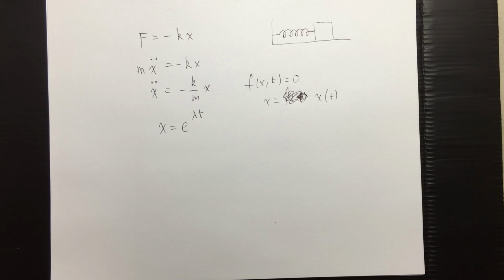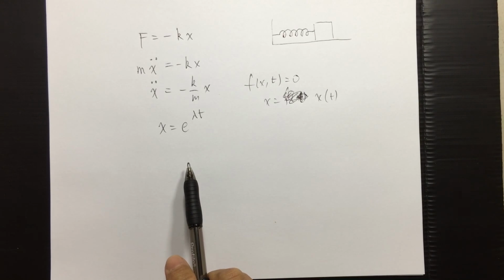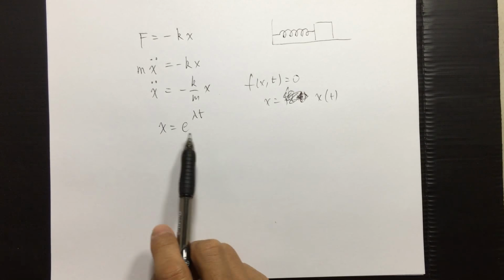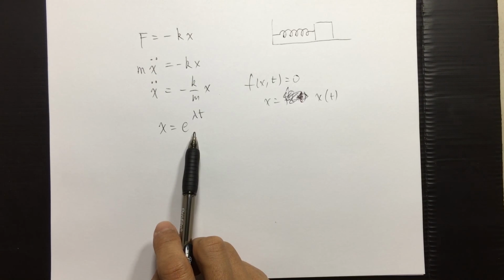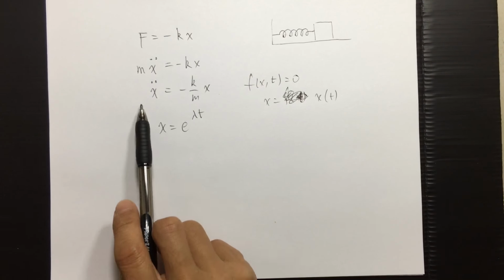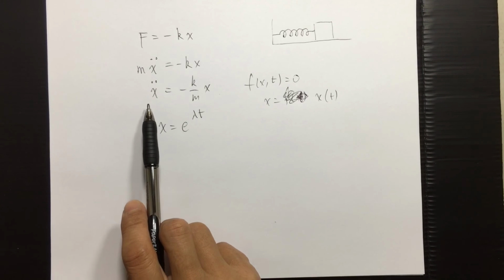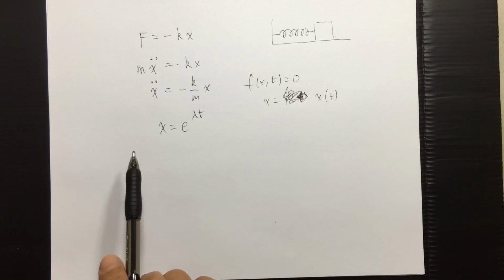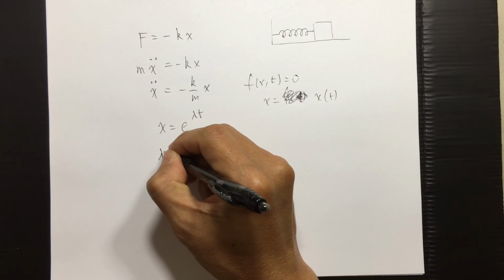Anyway, I don't want to go back and dig through our notes. When we substitute this back in, what is this? When we take the derivative with respect to t twice, what is it? When x equals this, x double dot equals what? It's lambda squared e to the power of lambda t.